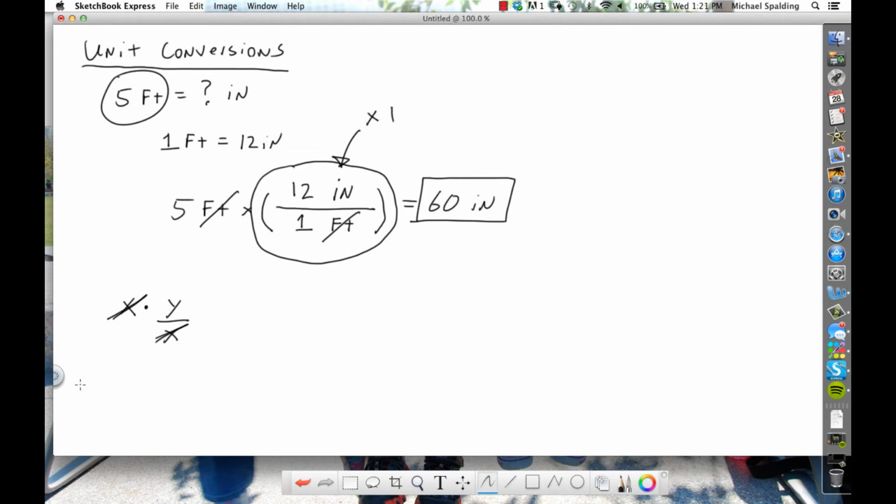Because why? Anything divided by itself, like what's x divided by x? 1. What's 5 divided by 5? 1. Anything divided by itself is what? 1. Didn't we say that 12 inches and 1 foot is the same thing? It's like dividing by itself. So it's like multiplying by 1. Right? That makes sense? Because 12 inches is 1 foot. It's the same thing. Okay?